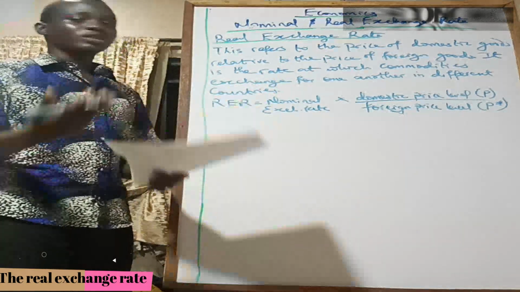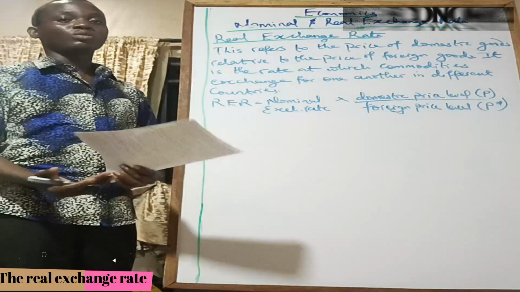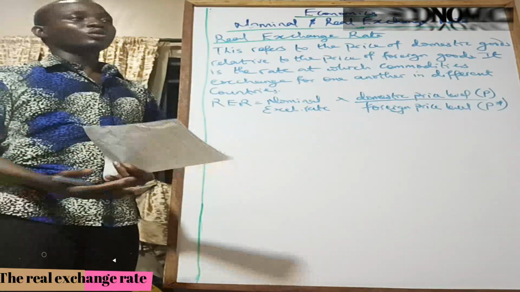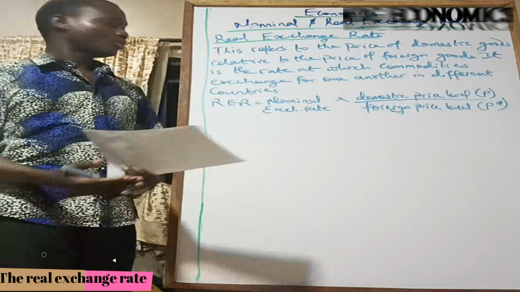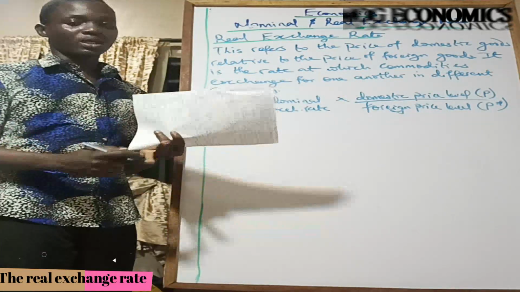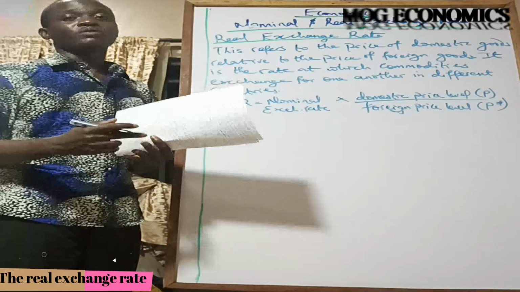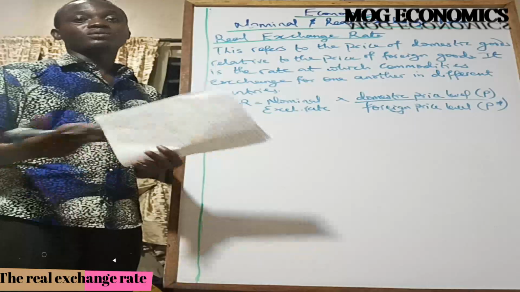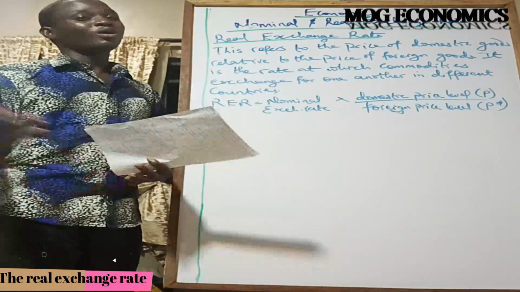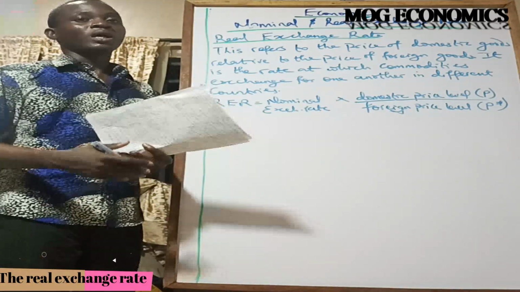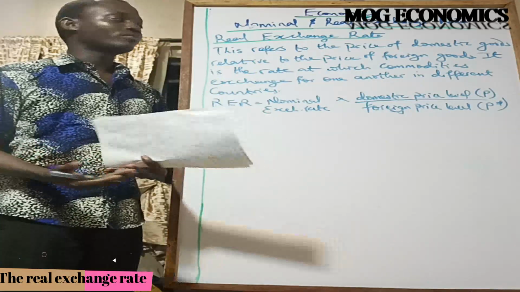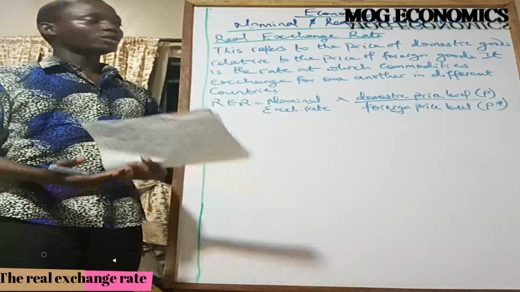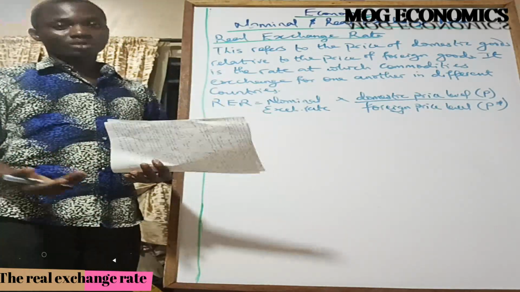The real exchange rate is the nominal exchange rate multiplied by the domestic price level divided by the foreign price level. So we need three pieces of information to get the real exchange rate. We must have the nominal exchange rate, the domestic price level, which you can capture using the CPI, GDP deflator, or whatever measures have been put in place to capture the price level of a country, and then the foreign price level. Once you have these three pieces of information, you can get your real exchange rate.